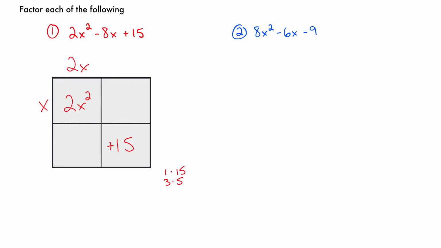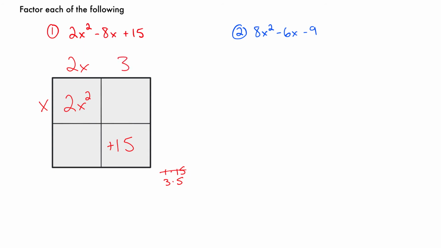Now let's try the 15 on the bottom, the 1 here. That'll get me a 30x and a 1x. Those would add together to get me a 31x. That's not the 8 that I need in the middle, so that doesn't work. I've tried both configurations of the 1 and the 15. Neither of them work, so now I'm moving on to the 3 and the 5.